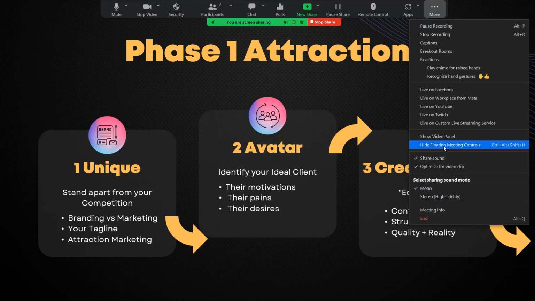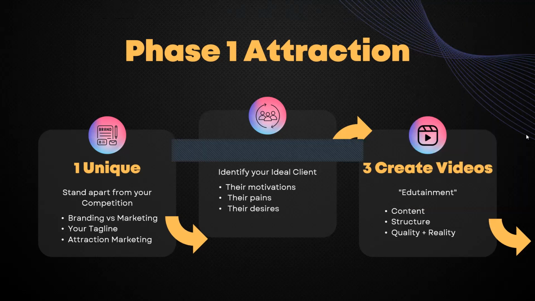Number 1, you have to stand apart from your competition because your ministry is unique from any other. Then number 2, identify your ideal target, your ideal avatar, your ideal donor or partner. And number 3, create videos that speak to the pains and desires of that ideal target market. Okay. Once you do that, then you create followers.